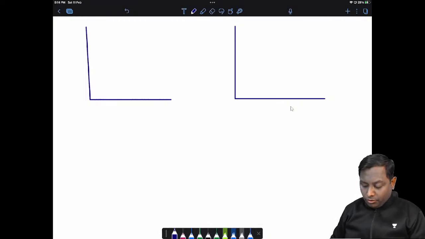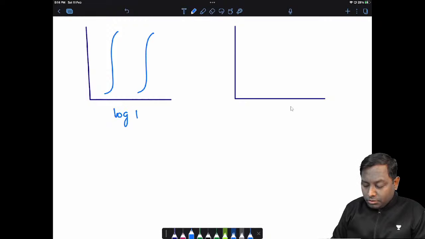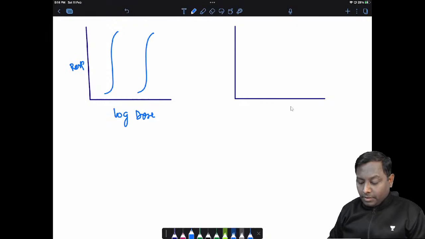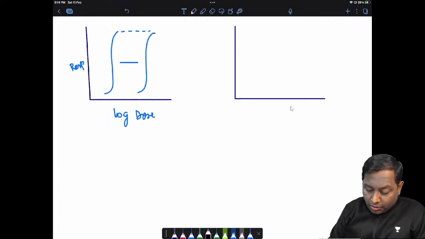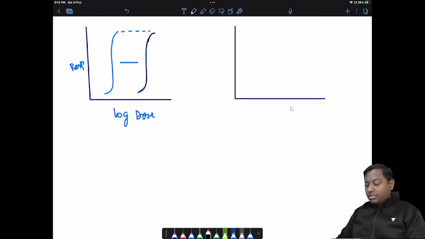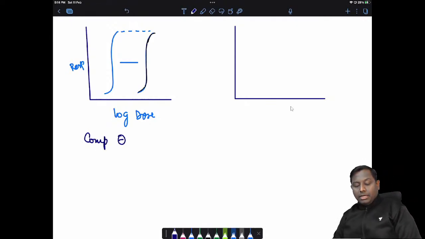For example, if you are going to get a graph that will be, let's say, like this, and this is going to be the log dose, and this will be the response or the effect that we have. Whenever there are two graphs having almost similar efficacy, and the graph is shifted more towards the right side, and the examiner asks what kind of effect is being shown here, always remember this is mainly seen in the competitive inhibitor. This is mainly seen in the competitive inhibitor.